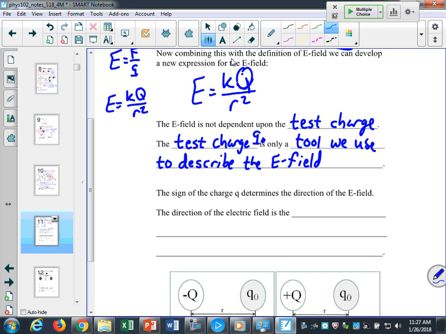Now, the sign of the charge Q determines the direction of the electric field. The direction of the electric field is the same direction. I'll show you with a picture what I mean by this. Let me just write the words. Same direction of the force felt or experienced by the positive test charge.